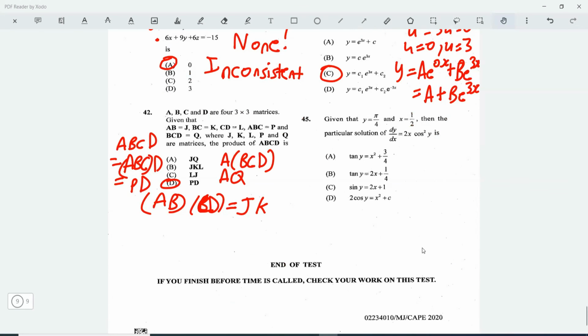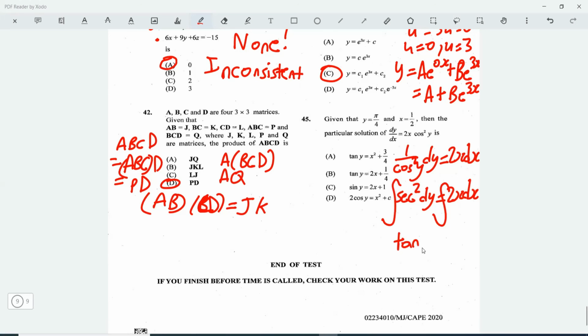Number 45. Find the particular solution when they give you that dy by dx is 2x cos square y. We can divide through by cos square y and cross multiply to write 1 over cos square y dy is equal to 2x dx. 1 over cos square is sec square. So this is sec square y dy equals 2x dx. You can then integrate both sides. When you integrate sec square, you get tan y. Then when you integrate 2x, you get x squared plus k.